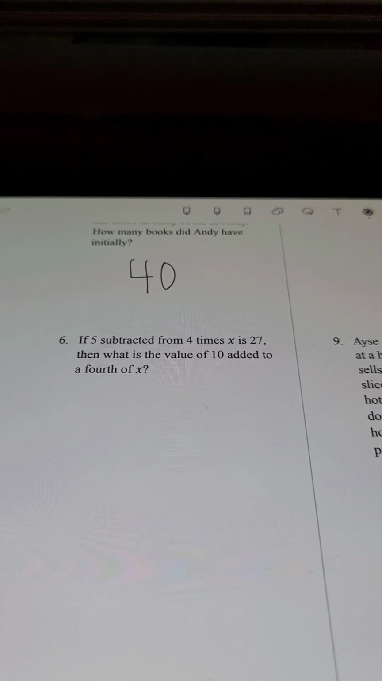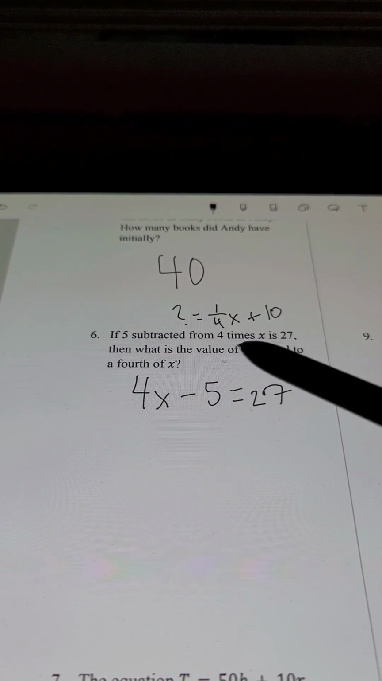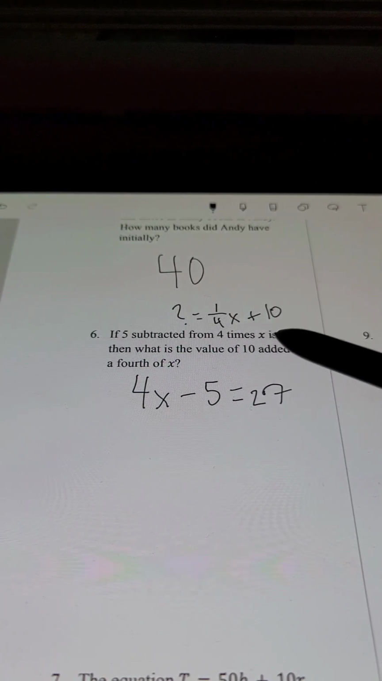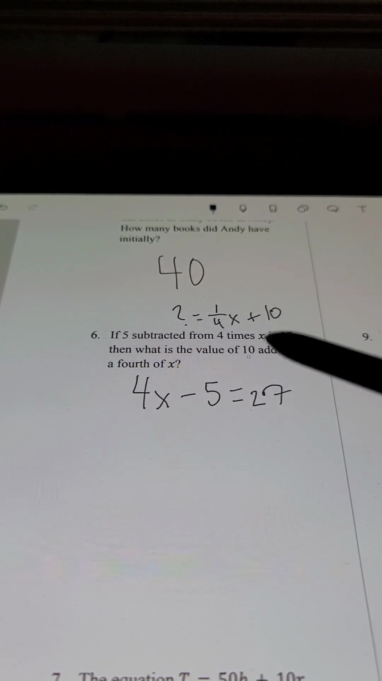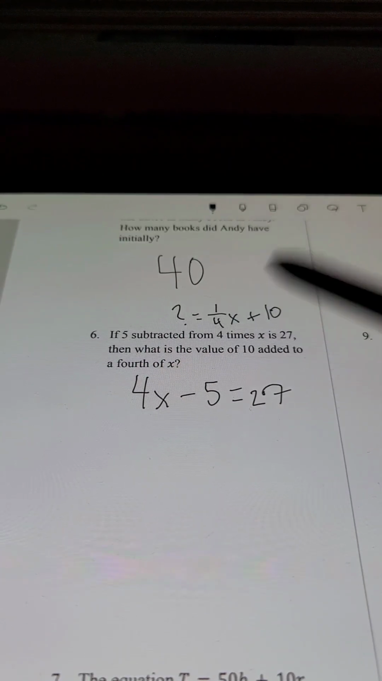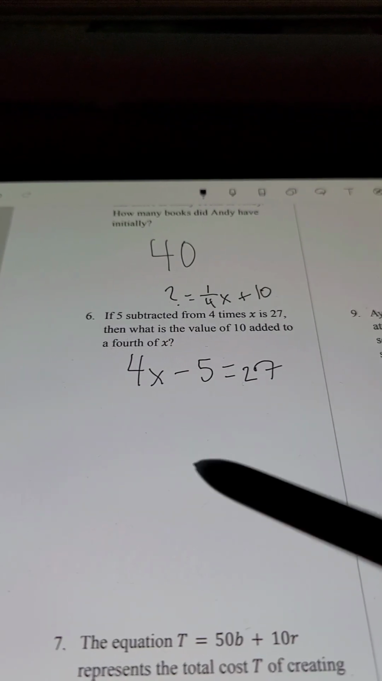Okay, pause to read number 6 if you haven't already. So if 5 is subtracted from 4 times x, that is represented by 4x minus 5, and that equals 27. The question's asking us, once you find x, plug it in here to figure out what the value of 10 added to a fourth of x is, which is represented by that equation right there. So let's solve for x and then plug it in.